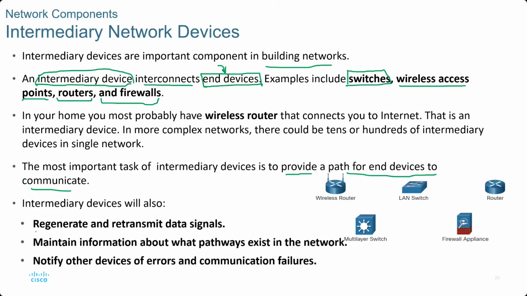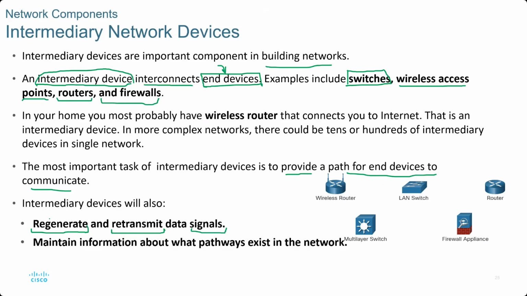It is also a job of the intermediary device to regenerate and retransmit data signals. What does that mean? That means when you send a file on the internet, it's possible that it gets lost, it gets destroyed, it gets corrupted, right? Because it's just bits, it's just signals. So intermediary devices also can regenerate these signals and retransmit data signals on your behalf. So your computer doesn't have to do it again and again if it's lost.